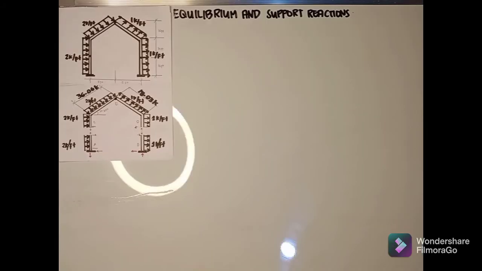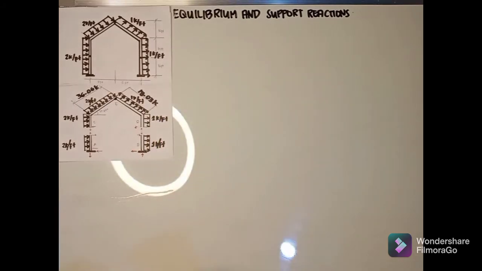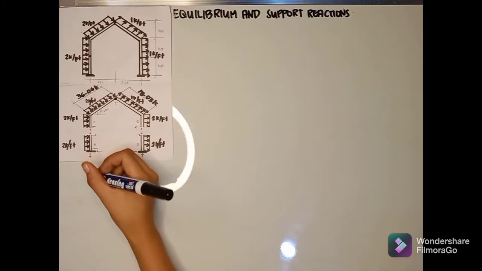Problem in equilibrium and support reaction. We have here a gable frame that is fixed at point A and point B. It has 3 internal hinges. So before we start with the equilibrium equations, let's classify this structure first.